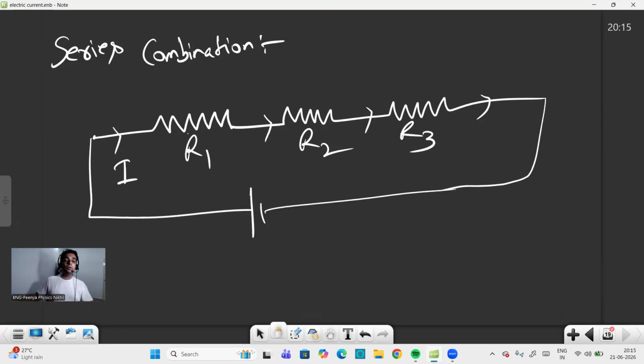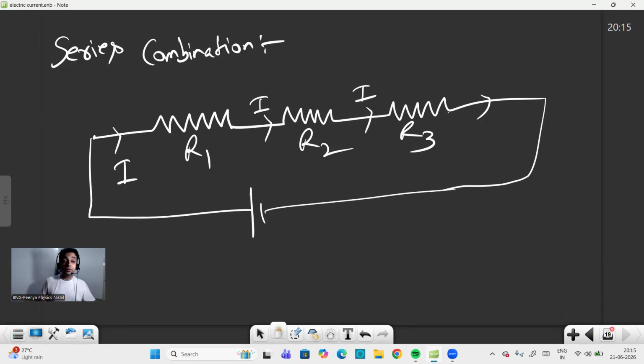So here, the current going into the first resistor is the same current coming out of the first resistor. The same current goes into the second resistor, and the same current coming out of the second resistor goes into the third resistor. Then we say all three are in series.